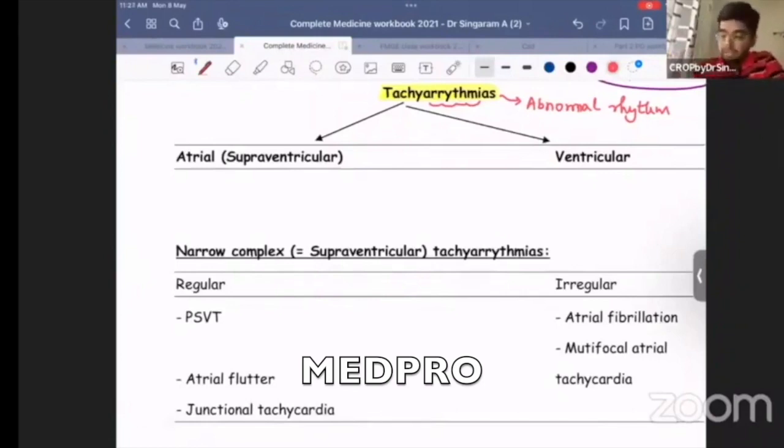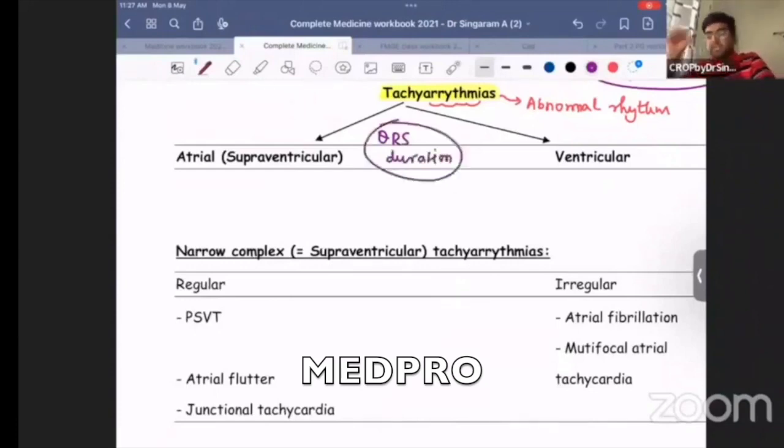It is based on the QRS duration. So what you will see is the QRS complex and you will see the width of the QRS complex. This is the QRS complex which you're talking about, right? Any idea what is the normal duration of the QRS complex? How many small squares are there in the QRS complex? It is 3 small squares.